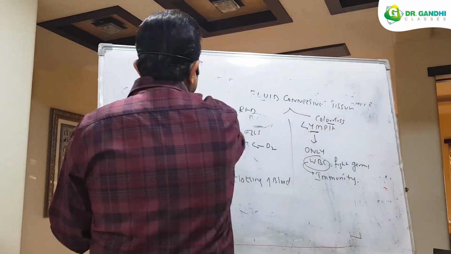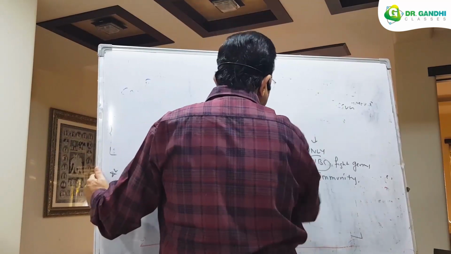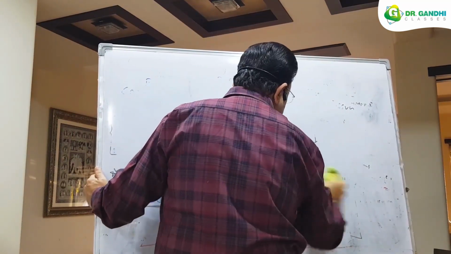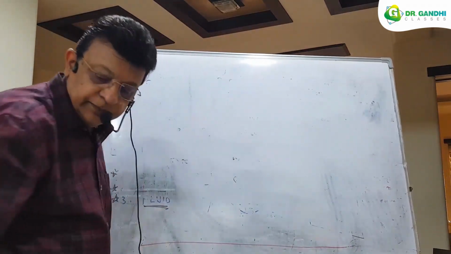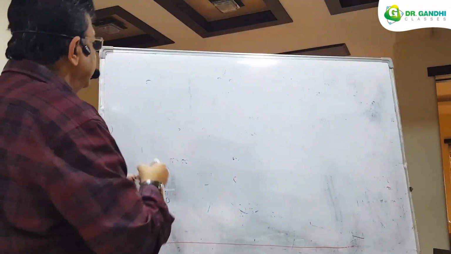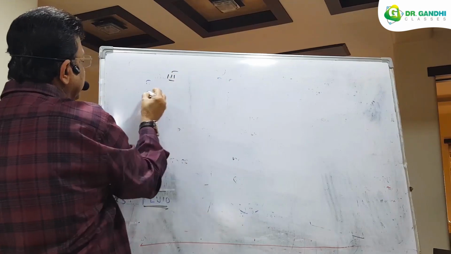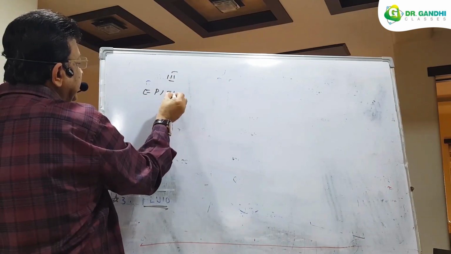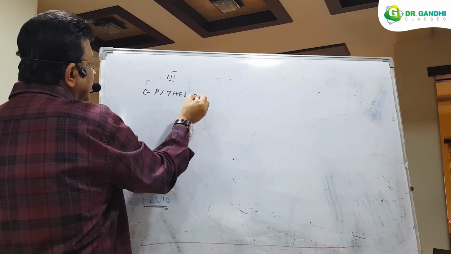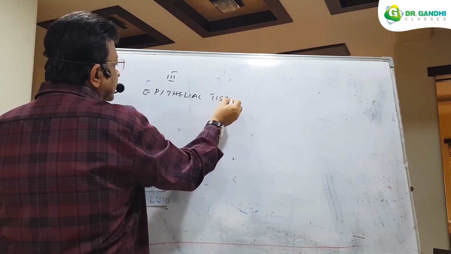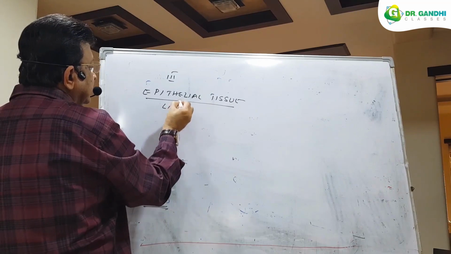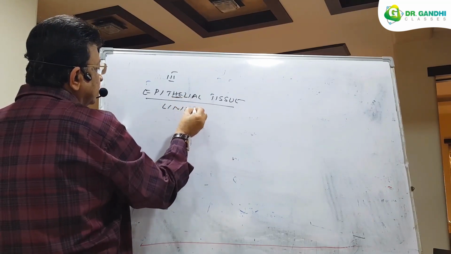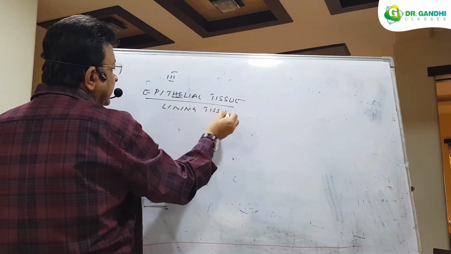We next go to the study of the remaining two, the third and the fourth. The third one is called epithelial tissue. From the word thelia, which means to line, it is therefore called lining tissue.